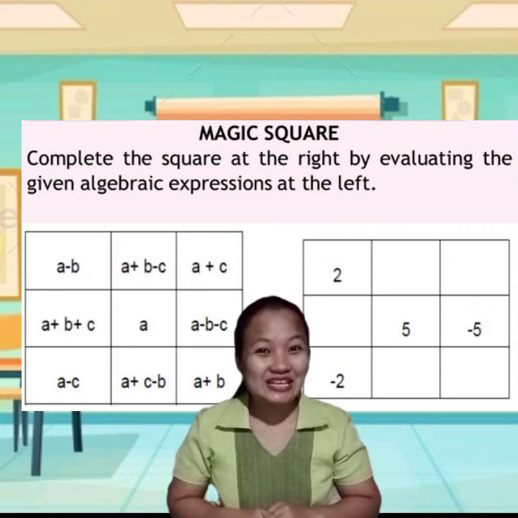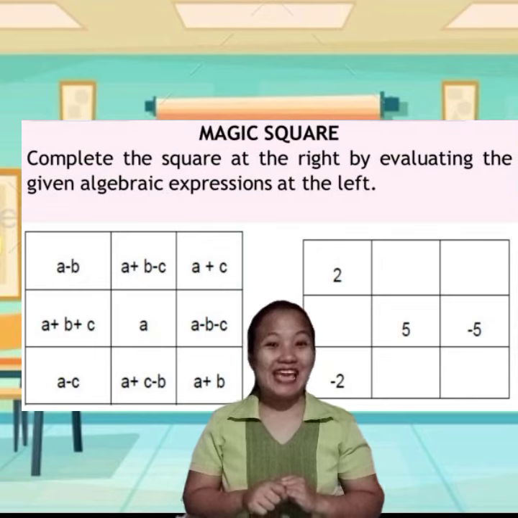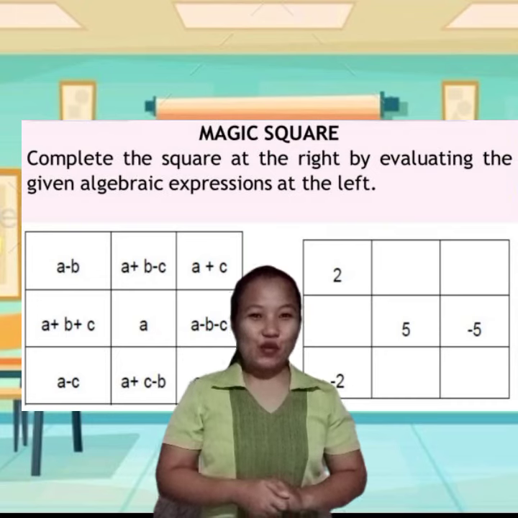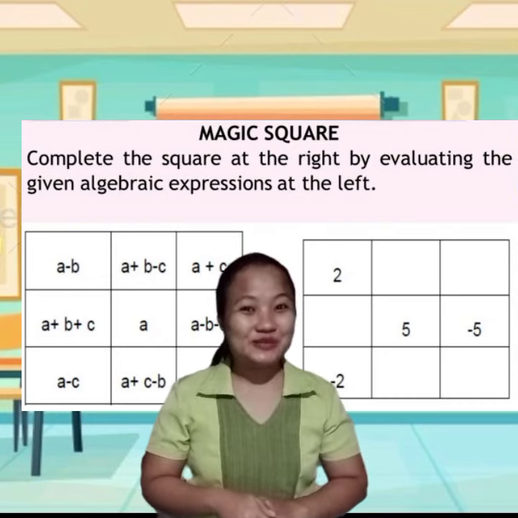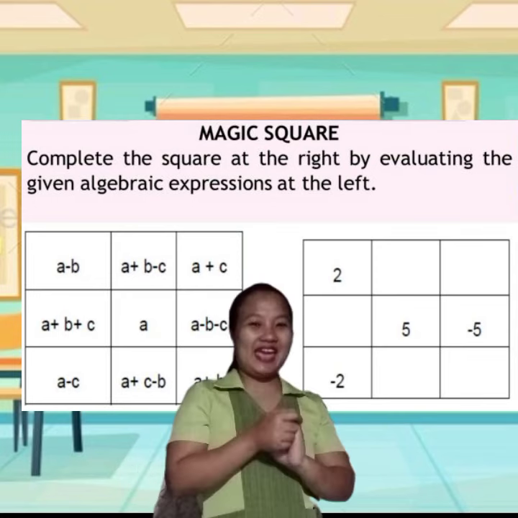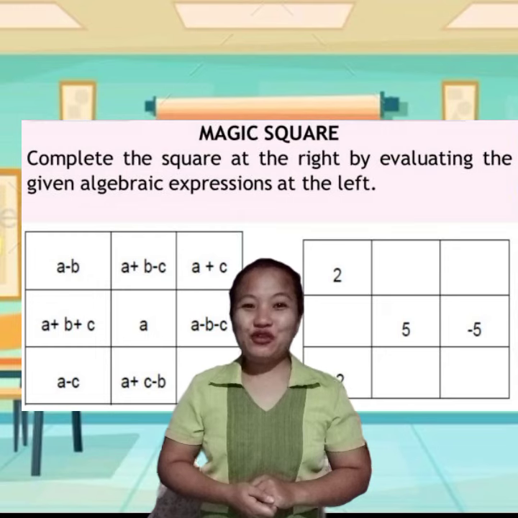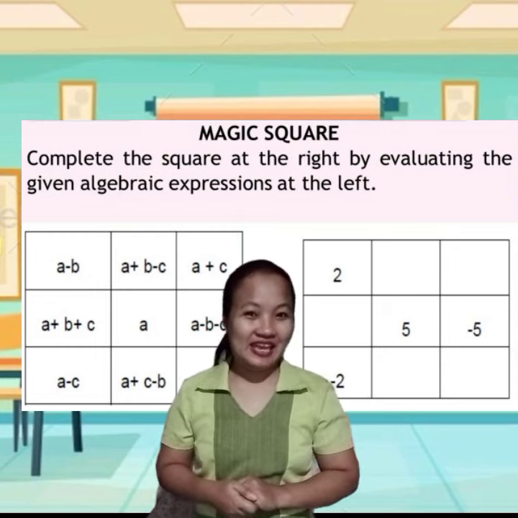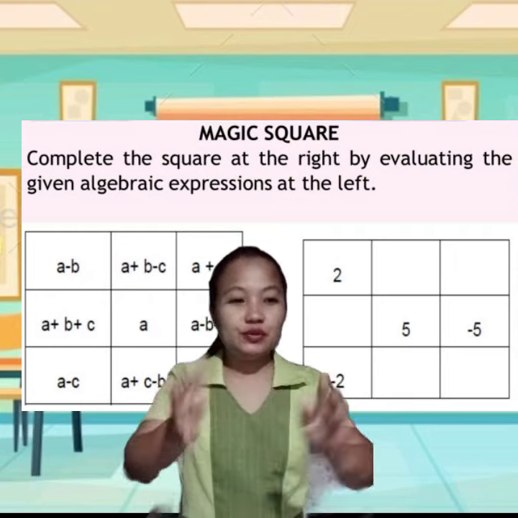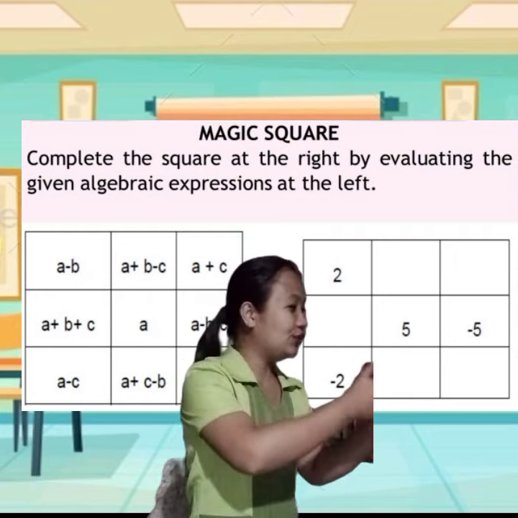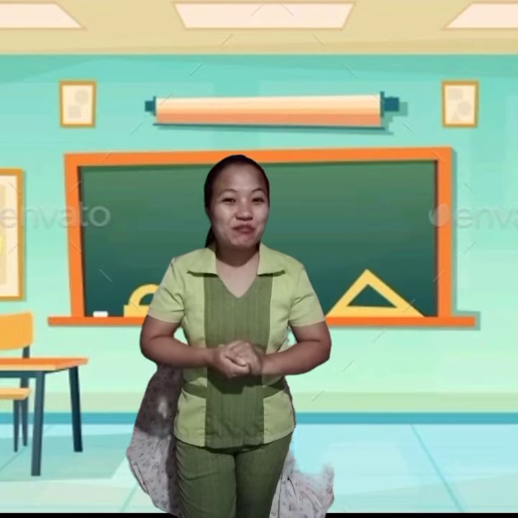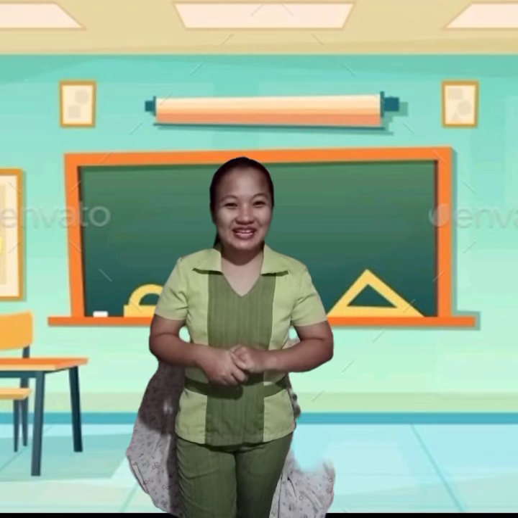Did you follow, class? So in 1 minute, you will finish the activity. After you complete the square at the right, you will answer the question, why is it called a magic square? Did you follow, class? Okay, so let's start. I will give you 1 minute to finish the activity. I will group you into 5. So this will be group 1, group 2, group 3, group 4, and group 5. For those groups who will get the correct answer, I will give plus 10 points on your daily recitation.